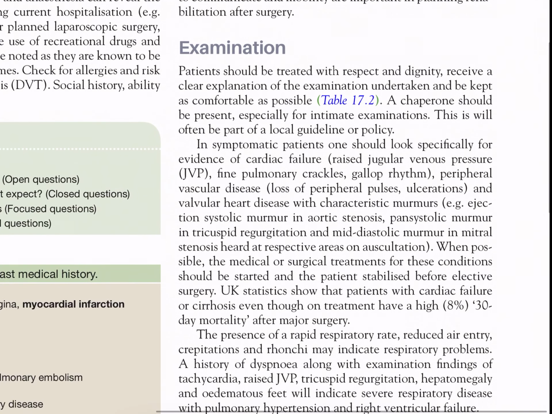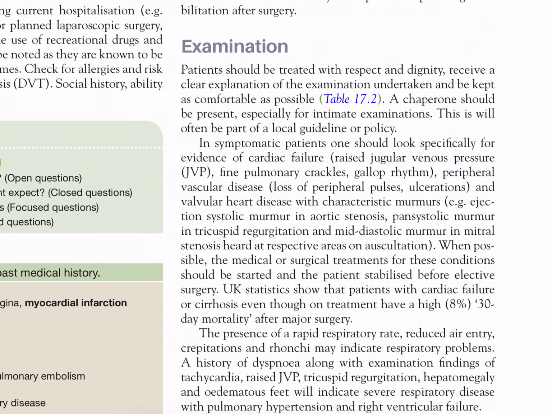Examination. Patients should be treated with respect and dignity, receive a clear explanation of the examination undertaken, and be kept as comfortable as possible. A chaperone should be present, especially for intimate examinations. This will often be part of a local guide or policy.